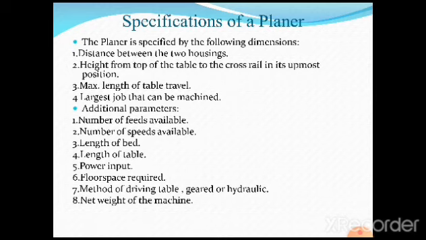In today's session we are discussing the salient features and additional parameters. The largest job that can be machined, the distance between the two housings, the height, and the maximum table travel are considered the basic requirements whenever we want to place an order for a planer. Among additional parameters is the number of feeds available, that is, the amount of feed rate we can give at the highest in each stroke.